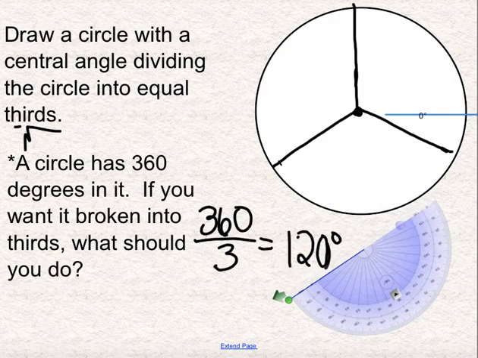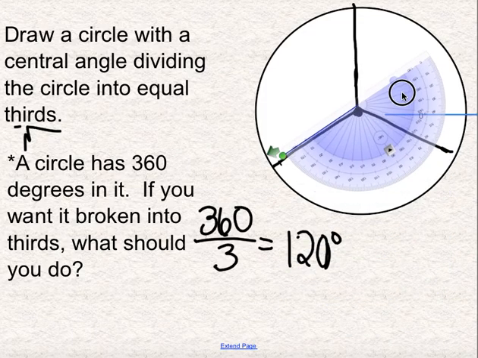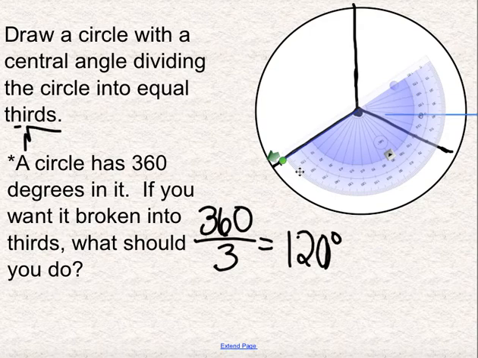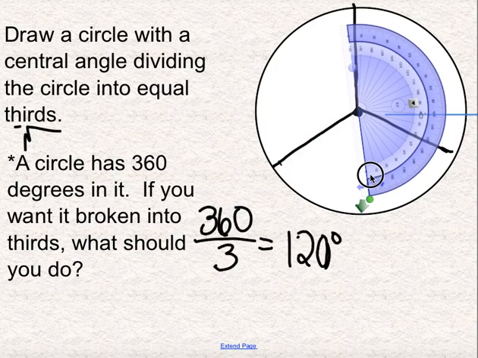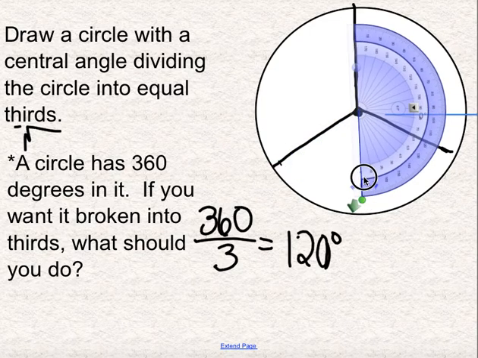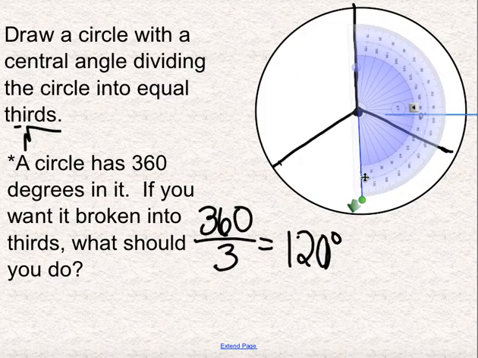In theory, if we did this perfectly, which we should be able to do with a protractor, I should be able to line this up, spin this around, and see that from here to here we have 120 degrees, which we do. We do have 120 degrees right there. Pretty cool. We just divided that circle into thirds with 120 degrees in each.